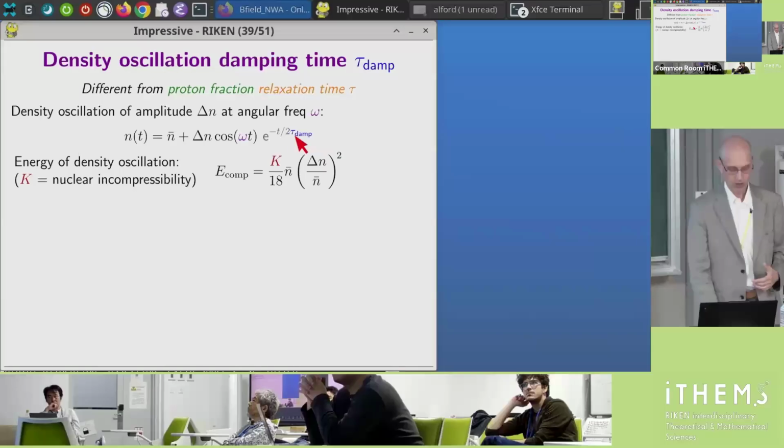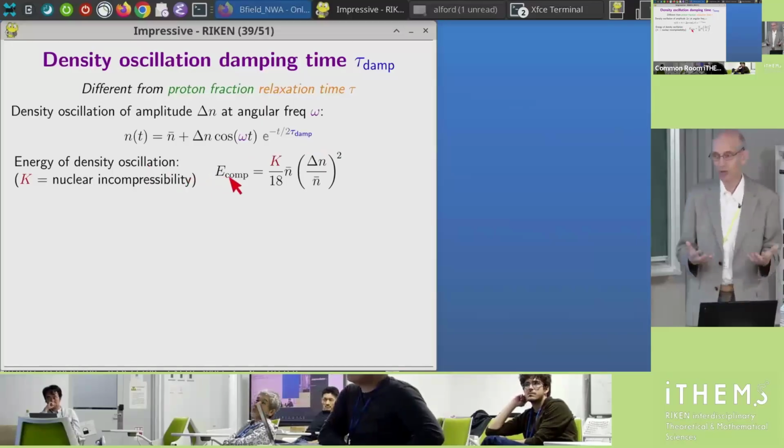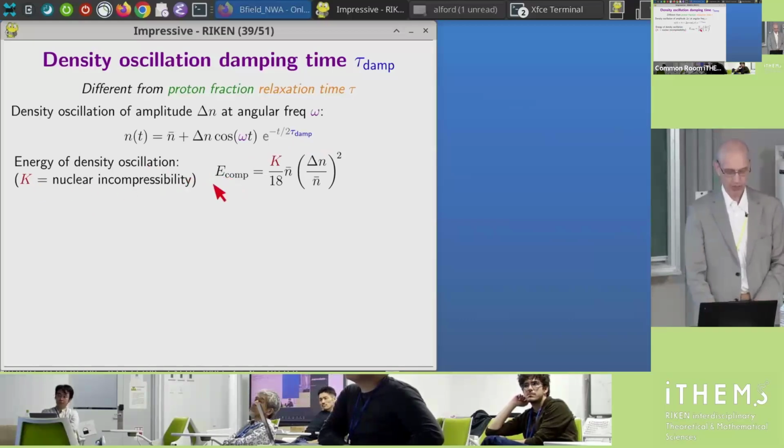Okay, well, let's look at the density oscillation. It's carrying energy. So how much energy does a density oscillation carry? Well, it's just a simple harmonic oscillator, right? So it's just the spring constant times the amplitude squared. In this case, people talk in terms of this thing called the nuclear incompressibility K, which has got some funny normalization factors here, but it's basically the spring constant times the amplitude squared. That's the energy stored in the oscillation.